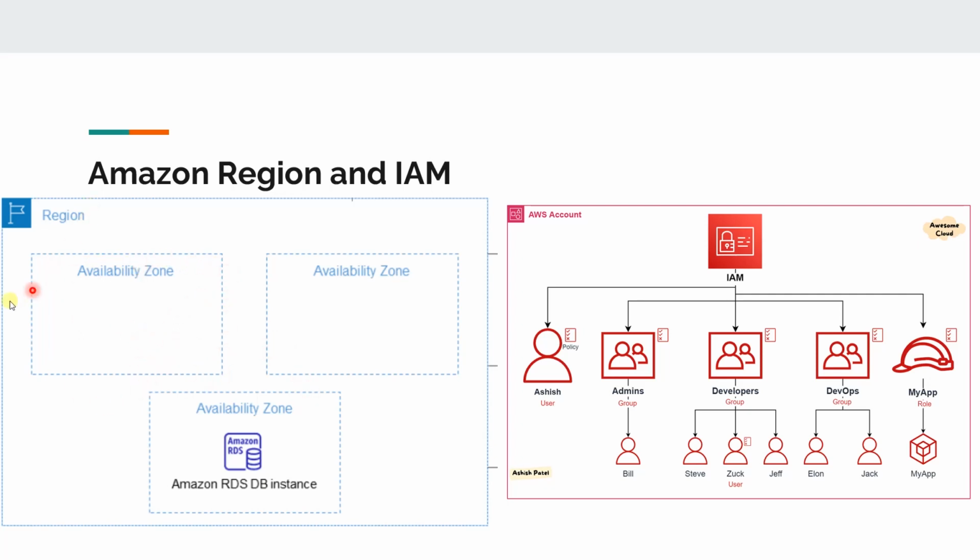So if you're deploying your applications, your software, you always deploy them on multiple availability zones. So that's what availability zones are all about. Availability zones are inside a region.